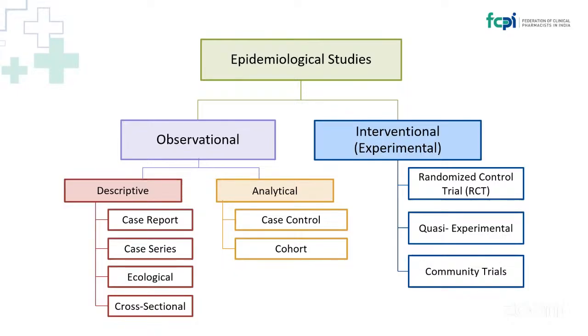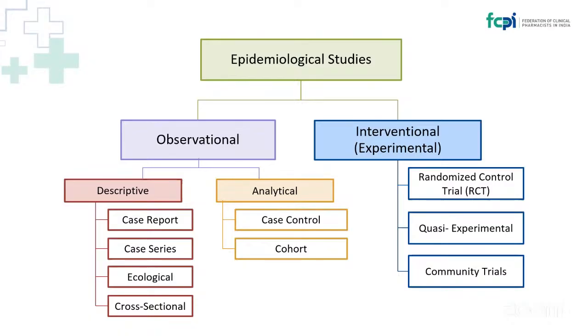And in community trial, the unit of analysis in this type of epidemiological study is a community or a group. Here, individuals are not involved. Here, the group or the community is involved. And this study is mostly used for large scale public health interventions.